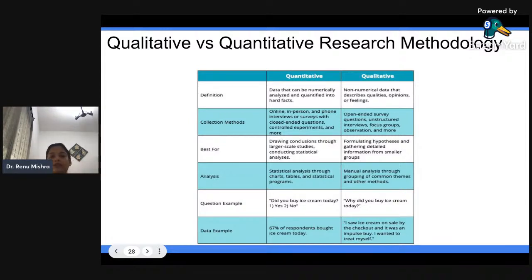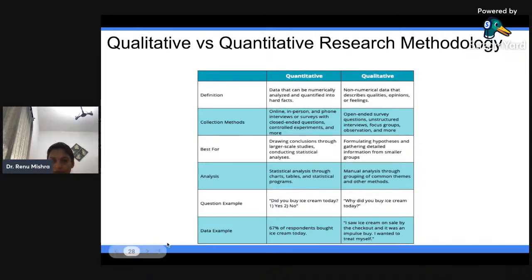Okay, so I have given the examples also. For instance, did you buy ice cream today? Now, did you buy ice cream today can only have an answer of either yes or no. Now if I say yes, I did buy the ice cream, then why did I buy the ice cream? It will give you the reason. If I say no, I did not buy the ice cream, why did you not buy the ice cream? It will give the reason. Okay, now if you see, this kind of data will come to me in quantitative data, and this kind of data will come to me in qualitative data. Qualitative data will give you the reasoning, and quantitative data will give you the numbers.